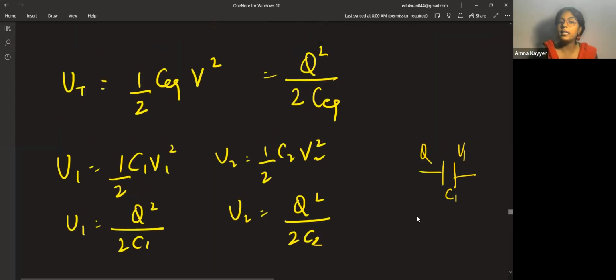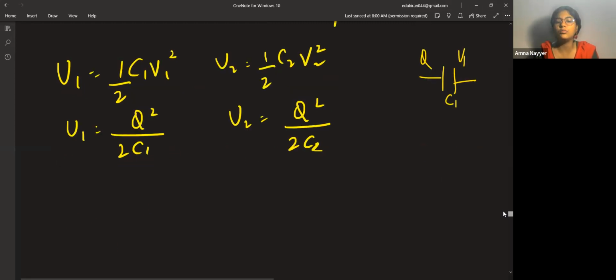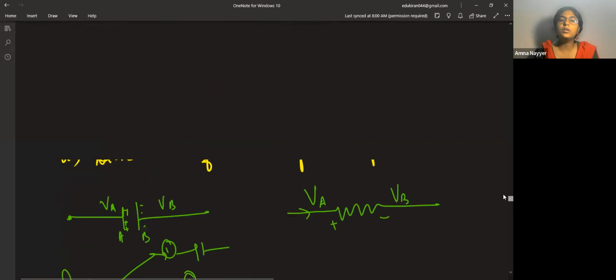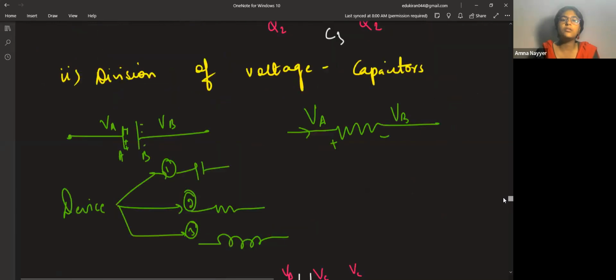Then coming to energy, similarly, energy will be half C1 V1 square for individual. And when you want to find the energy for the entire circuit, you use C equivalent. When you use individual capacitors, that will be C1, C2, C3, like this. You can use half CV square formula, and you can also use half Q square by 2C... formula. Note down this portion, division of voltage.